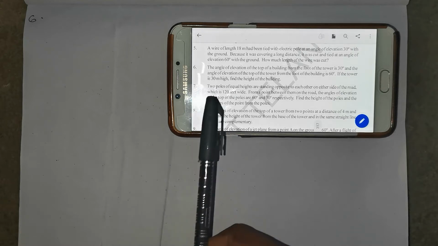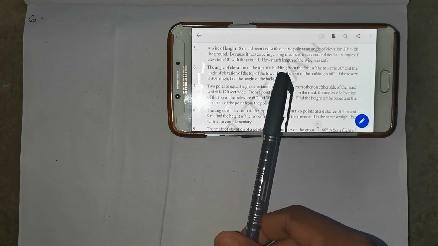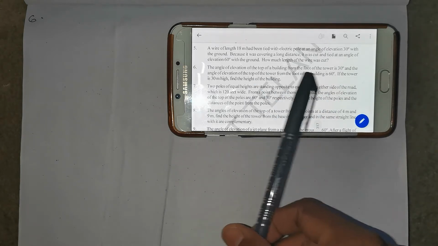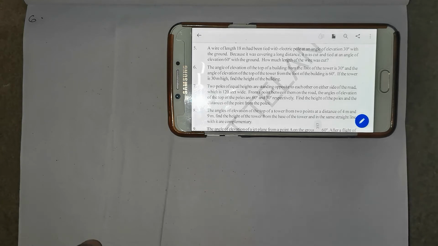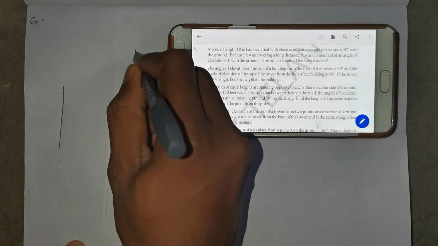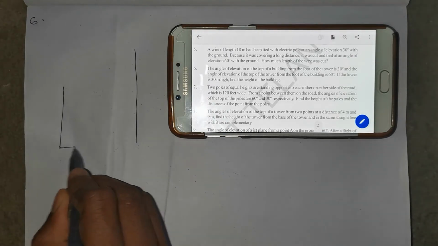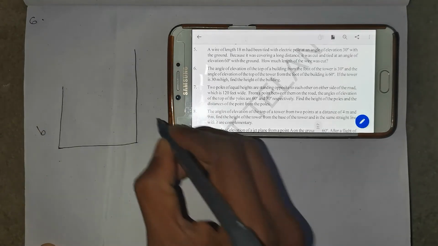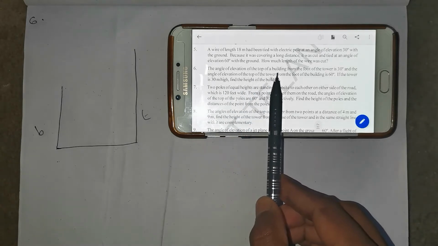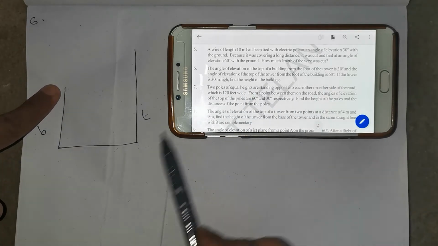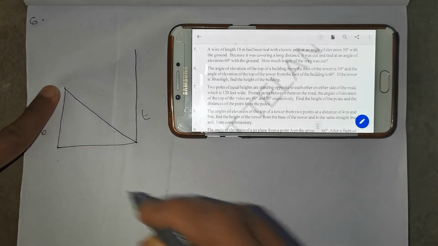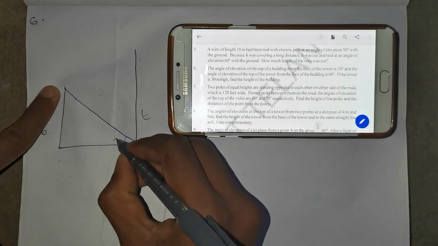Okay, question number 6: the angle of elevation of the top of a building from the foot of the tower. So here two objects are there, one is a building and one is a tower. As I said already, the building is always smaller than the tower. So this is the building and this is the tower. The angle of elevation of the top of the building from the foot of the tower, from the foot of the tower to the top of the building, is given as 30 degrees.